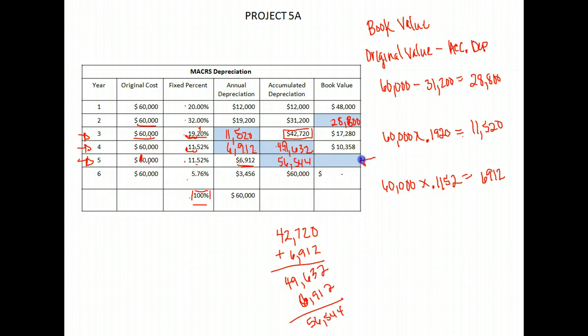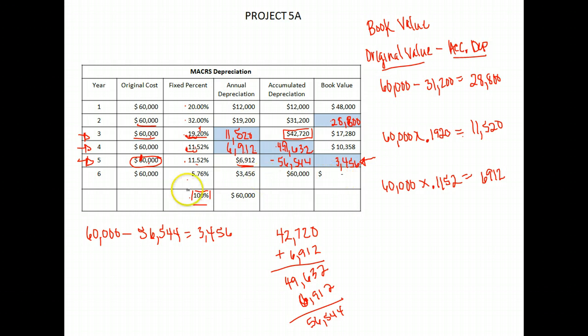And then here they want us to find out, well, then what would the book value be at the end of that year? Again, for book value, you take the original value minus the accumulated depreciation. The original value, we know, is $60,000. At that point, the accumulated depreciation we just found was $56,544, and we just subtract those. We get $3,456 is the value at the end of the 5th year.